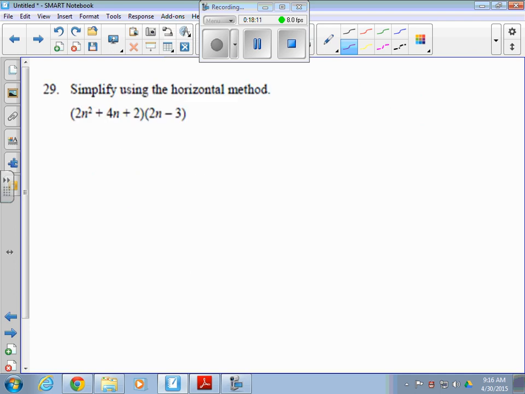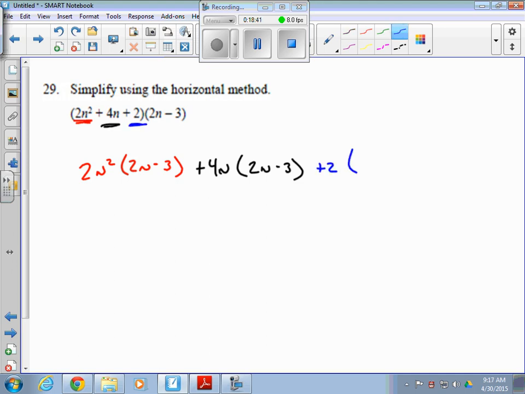And number 29 tells you to simplify using the horizontal method. Horizontal means across, not up and down, not vertically stacked on top of each other. Multiply this term by the binomial after it, 2n squared times 2n minus 3. Multiply this term plus 4n times the binomial after it, 2n minus 3, the same one. And multiply this term plus 2 times the binomial after it, 2n minus 3. If you went the other way, it would work the same way. Remember, if you separated 2n minus 3 and multiplied both of those by it, it's going to do the same thing though.